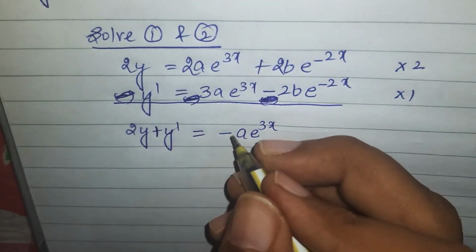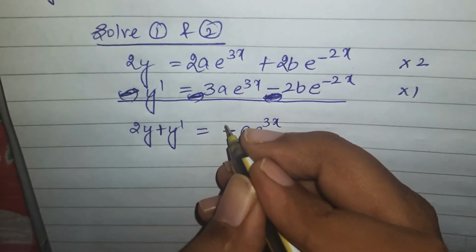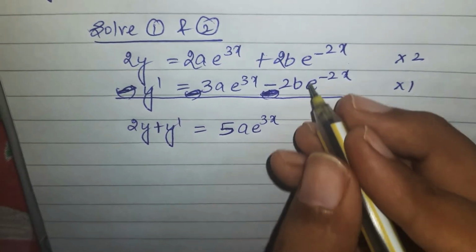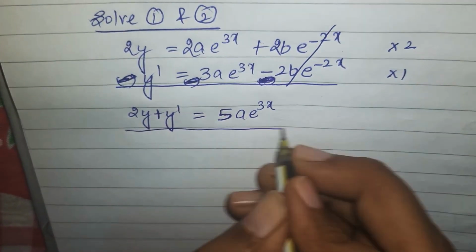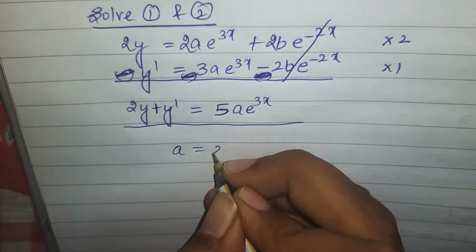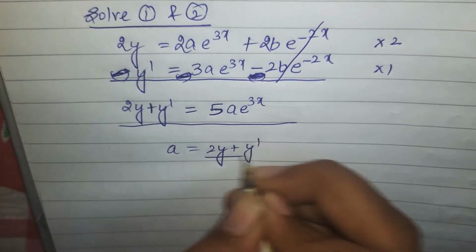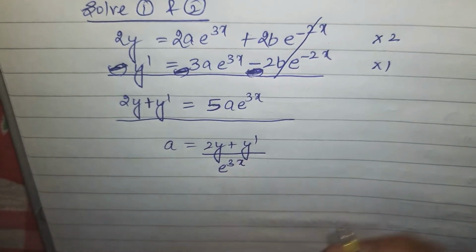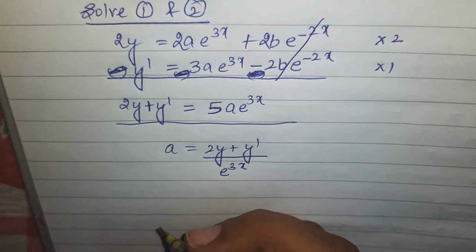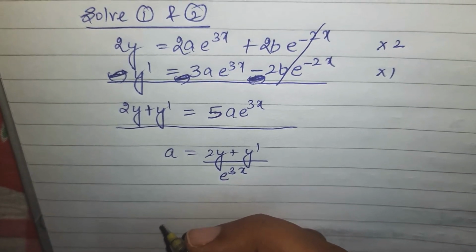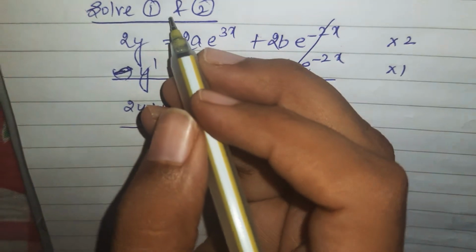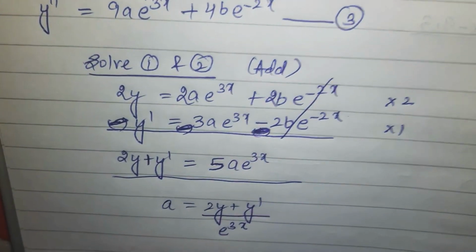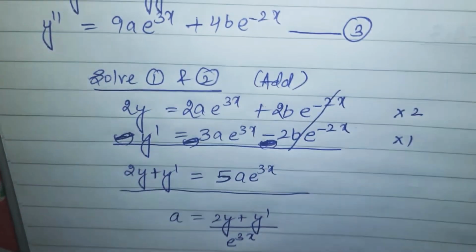This will become plus and this will become 5a e raised to the power 3x, and this will cancel out. So the value of a is 2y plus y dash upon e raised to the power 3x. So from equation number 1, I can calculate equation number 2 also, or what we can do here, I add the equations.